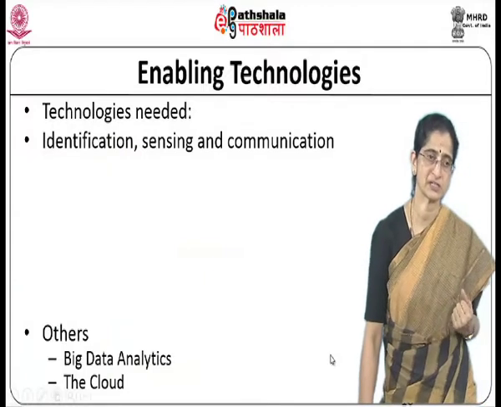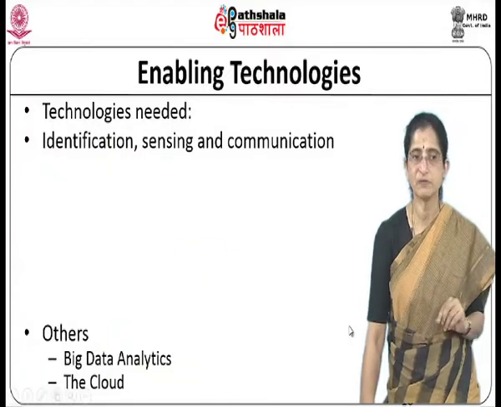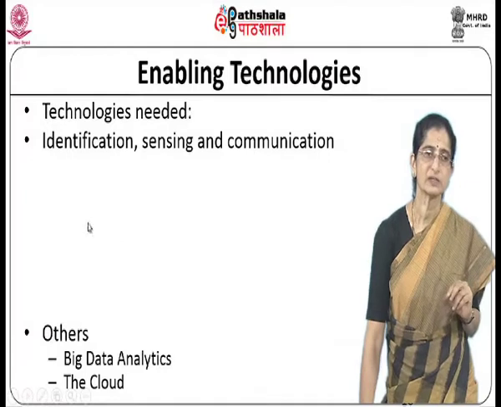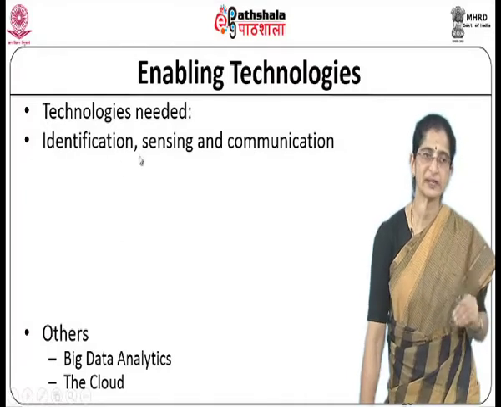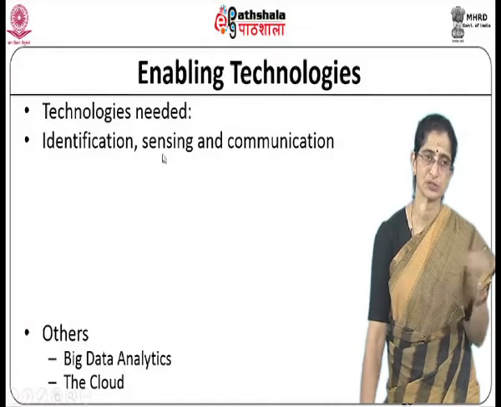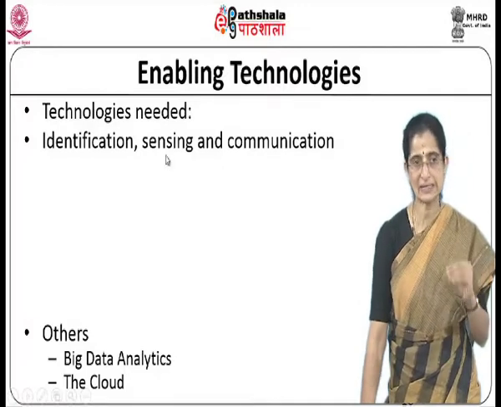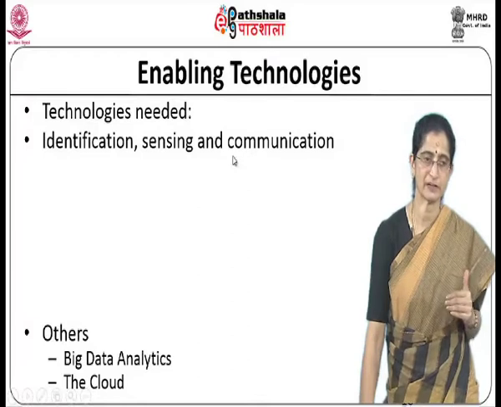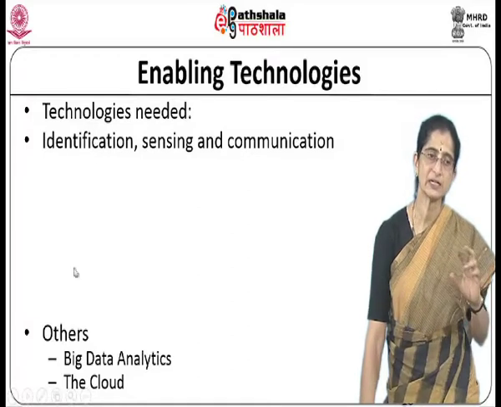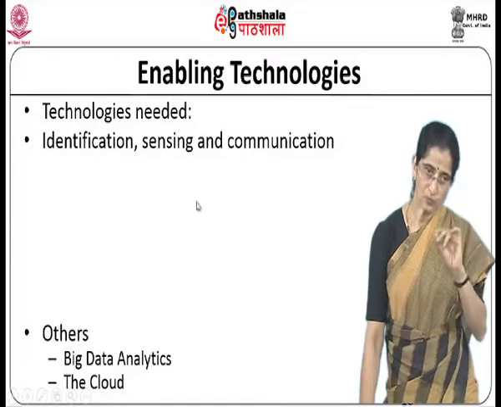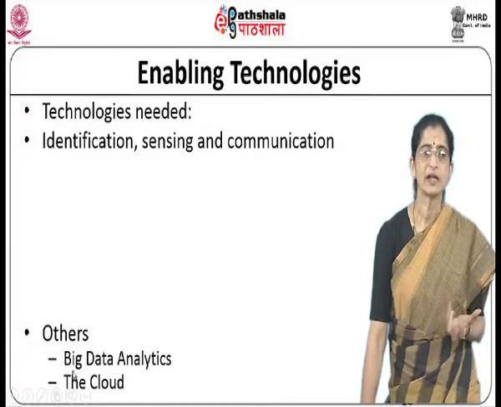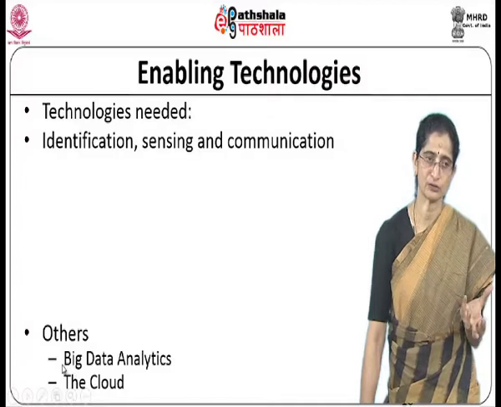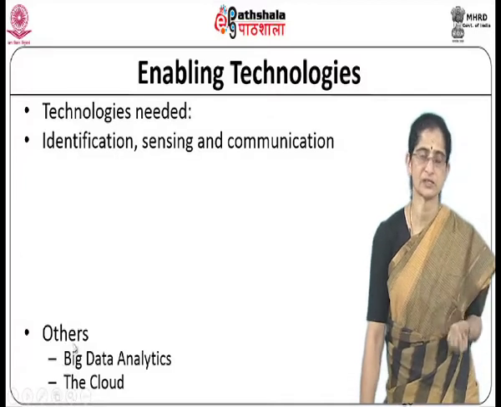So what are the technologies we need for IoT to happen? There are two sets of technologies that we can look at. One is for identifying, sensing and communication. A thing has to identify something, sense some information and communicate it, so we need some technologies for that. And then once the data is collected, it has to be stored in the cloud. So we need the cloud, and some data analytics has to be done on that, so big data analytics. These are the things that we need.